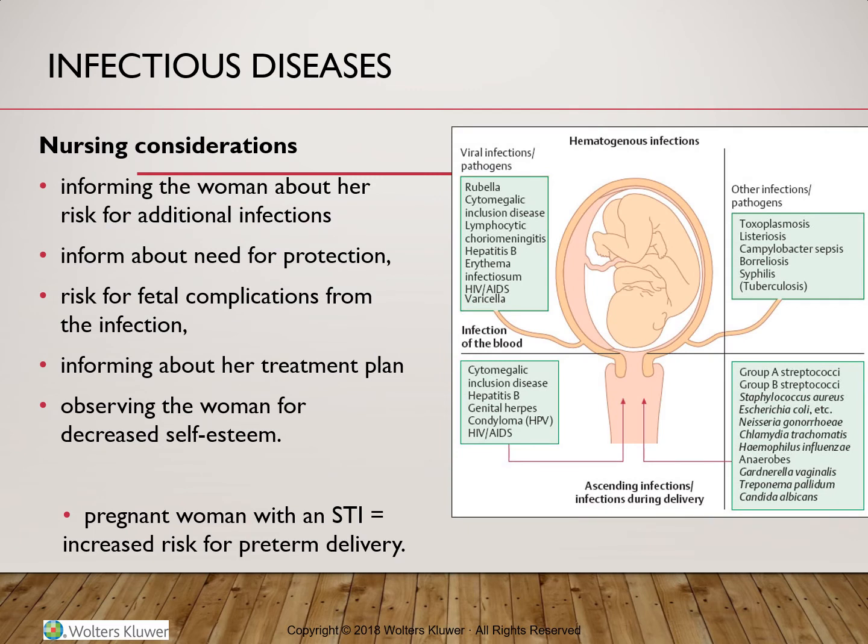In terms of recommendations for infectious diseases, first of all, the woman needs to feel safe and reassured that the healthcare provider will protect her confidentiality. We need to offer and provide our patients with all the information necessary. Inform about need for protection. Inform about the risk for any fetal complication from the infection. Inform about options in terms of treatments. And also observe the woman for a decreased self-esteem and address that if needed.